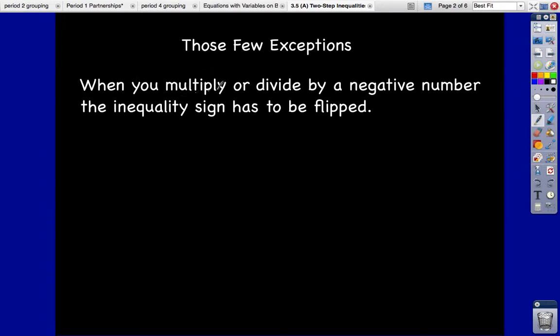When you multiply or divide by a negative number, emphasis on negative, okay? Has to be by a negative number, okay? The inequality sign has to be flipped. And just in case you haven't caught why that is, let me give you a little example.